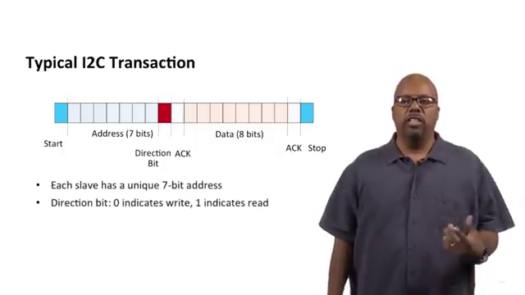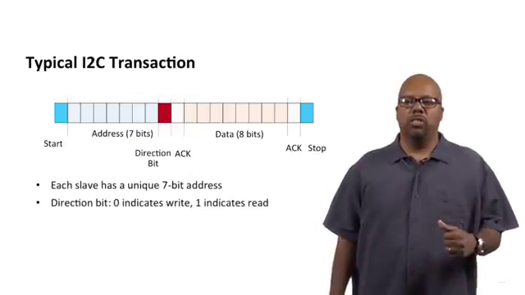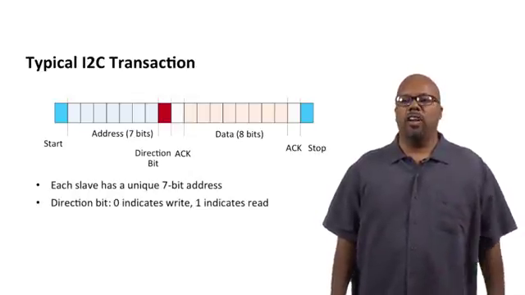Each slave has a unique 7-bit address. Direction 0 is a write, 1 is a read. And ACK happens after every byte.